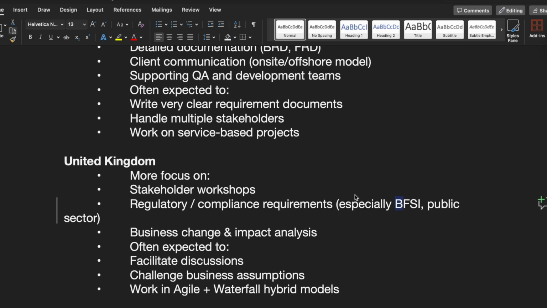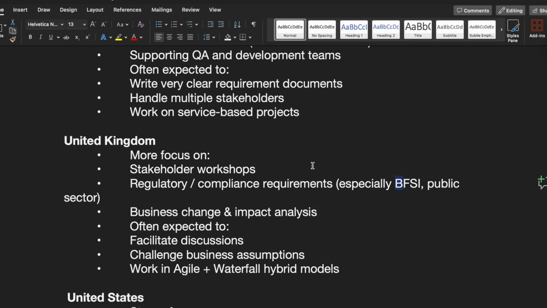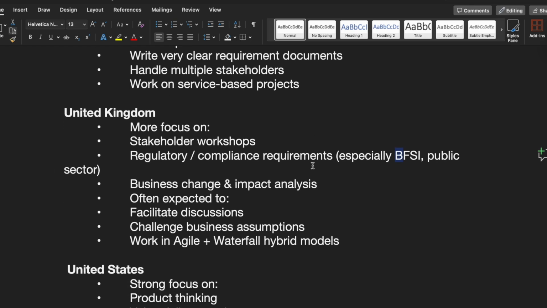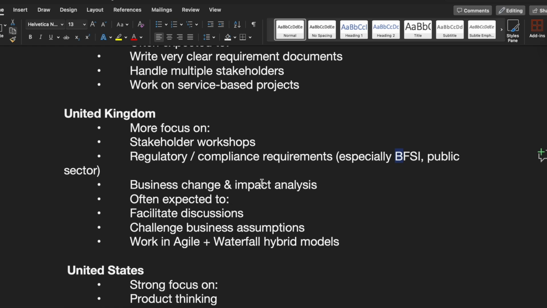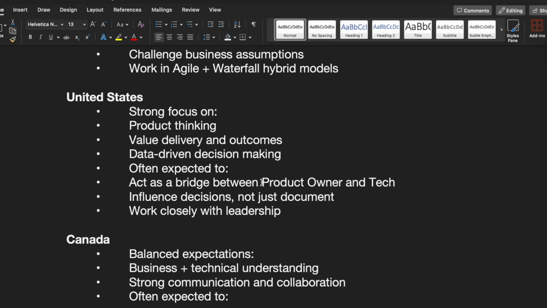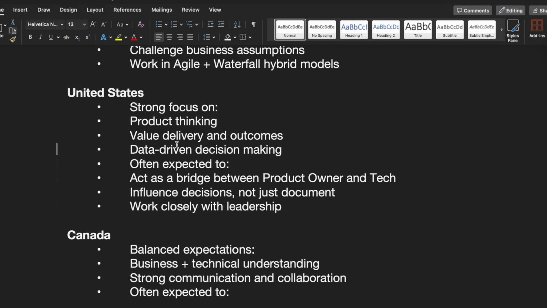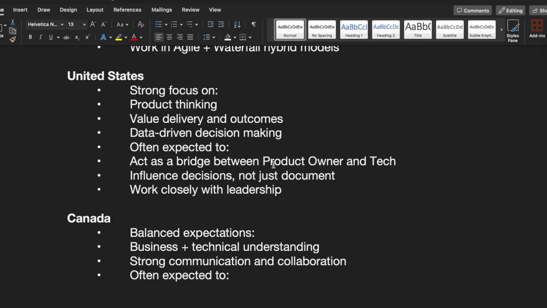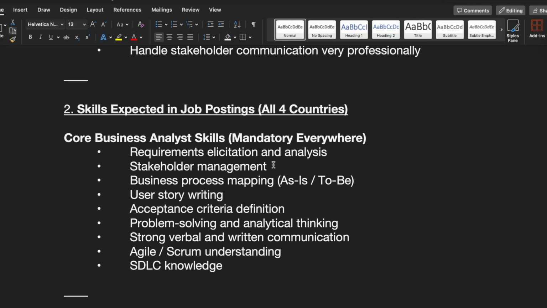Okay, so Indian jobs are mainly focusing on detailed documentation, BRDs, FRDs, and working with offsite or on-site clients. For the UK, I don't understand these things, but I just copied and pasted it from the job description. So Emmanuel, you have to take a look at what the requirements are. For Canada, it's pretty much user stories, working in an agile environment, and some domain knowledge.